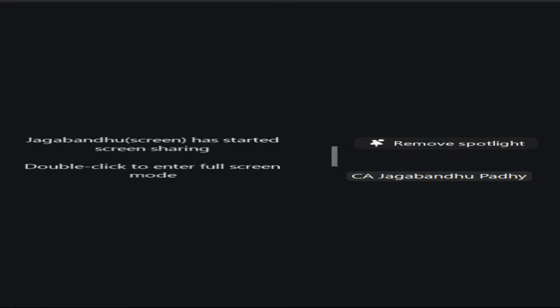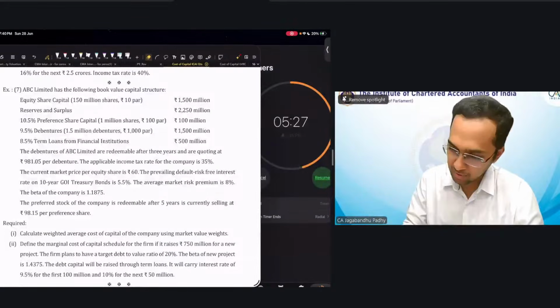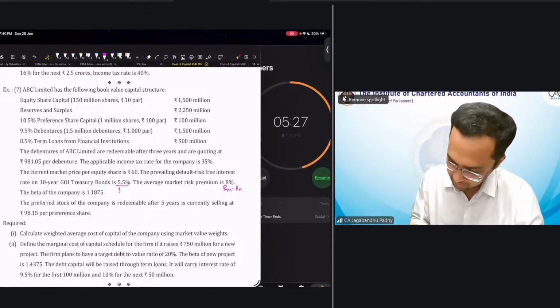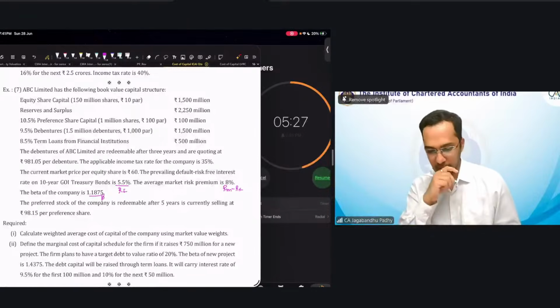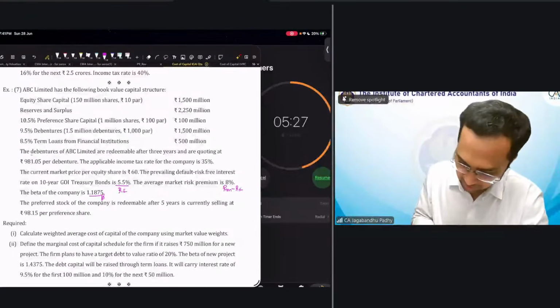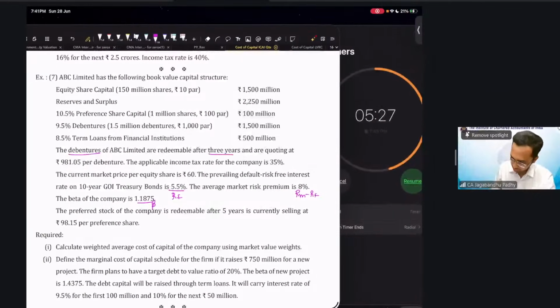Cost can be computed by using the CAPM model, for which you have the risk premium number as 8%. So this is your RM minus RF. This is your RF, and that's your beta. Okay, that's for cost of equity. Now for cost of debentures, they are redeemable after 3 years. So this is your N, and are quoting it. This is your net proceeds. Applicable income tax rate is given.